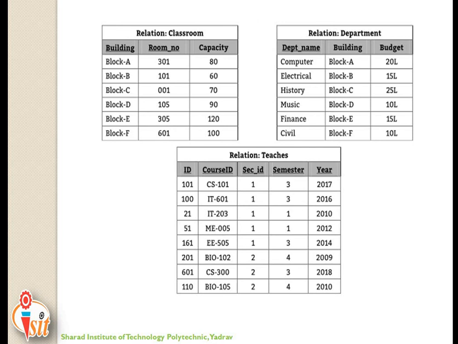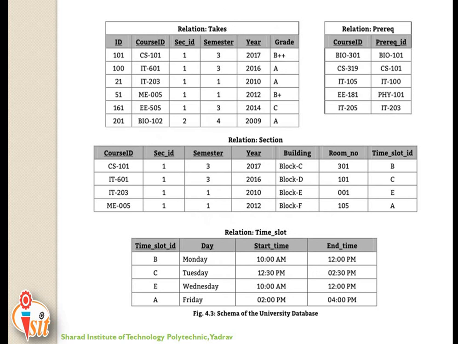Then the fourth table is the relation classroom. Then relation department will be there, and relation teachers is also there. Classroom has relation schemas like building, room number, capacity. Then department also has department name, building, budget, and teachers has schemas ID, course ID, section ID, semester, and year. Now various values are assigned for those particular schemas. The next step is to expand these tables.